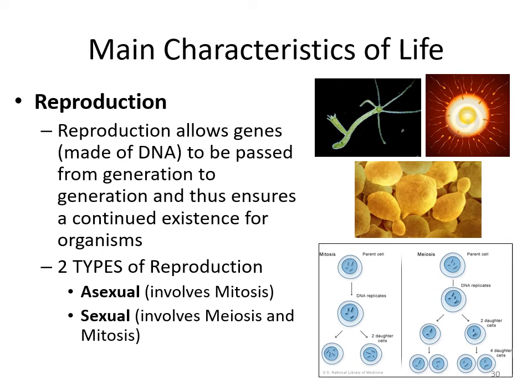And different organisms have different forms of reproduction. Some are asexual, meaning mitosis. Some are sexual, meaning meiosis and mitosis. When you see mitosis, that simply means cell division. So you can circle mitosis and write it as cell division. Asexual reproduction will only need one parent. That parent is capable of splitting itself in two and producing new cells. Whereas sexual reproduction will require two parents, two different cells coming together to pass on a mixture of genes.